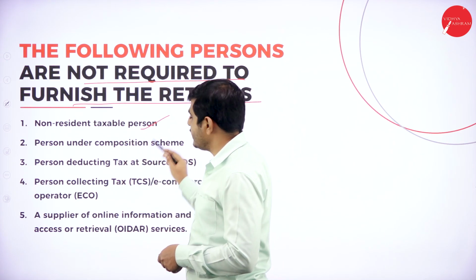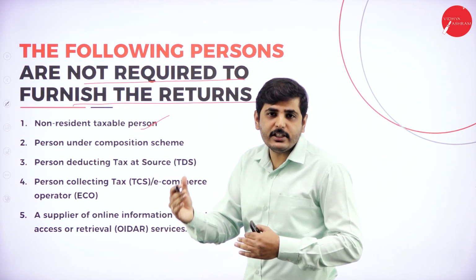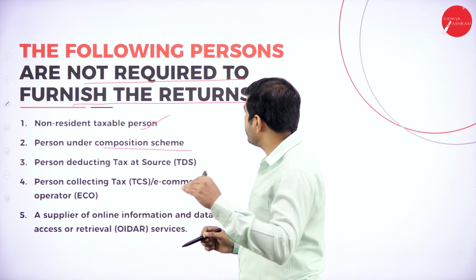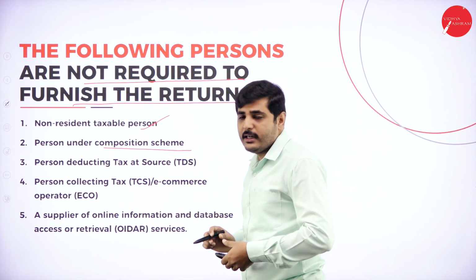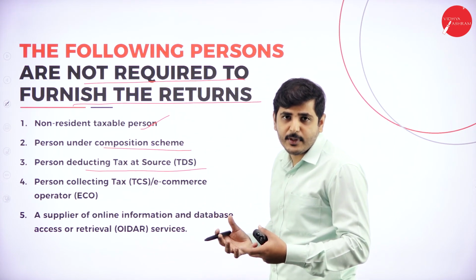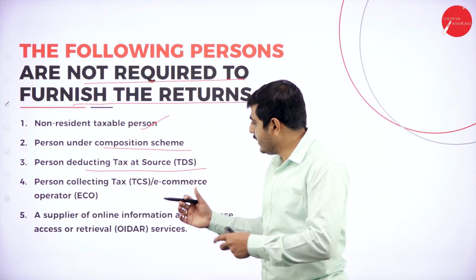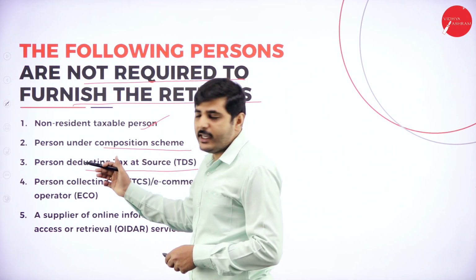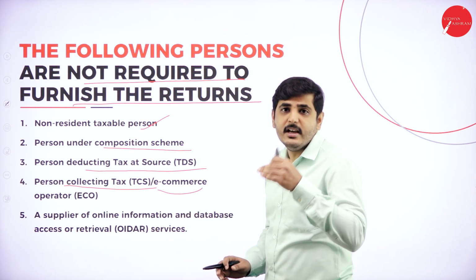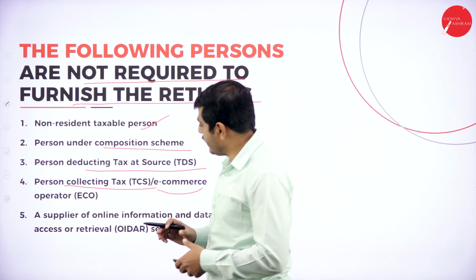First, a non-resident taxable person need not furnish returns or provide any details to the tax authority. Next, a person under the composition scheme need not furnish the return to the tax authority. Next, a person deducting tax at source, the TDS person. For example, a salaried person gets tax deducted at source, so he also need not file a return. Next, a person collecting tax, TCS. An e-commerce business will collect the tax while selling the product, directly from the customers. They also need not file a return under GST.